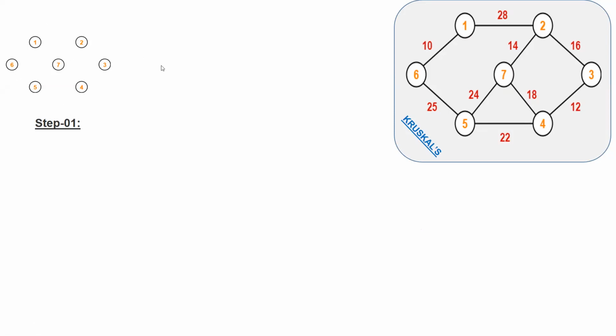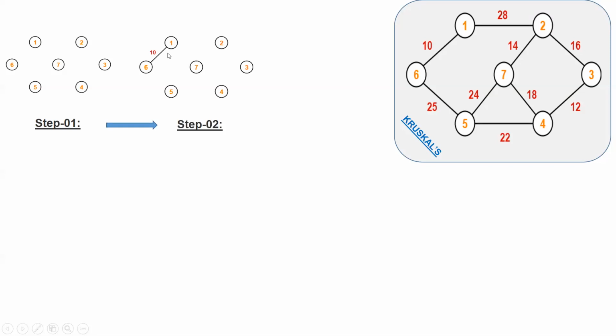Then we have to go on adding the edges. So which edge to add first? First, we have to add the edge with minimum cost. So by seeing the entire graph, which is the edge with minimum cost? Minimum weight 10. Yes, so our next step is we have to add this edge 10.